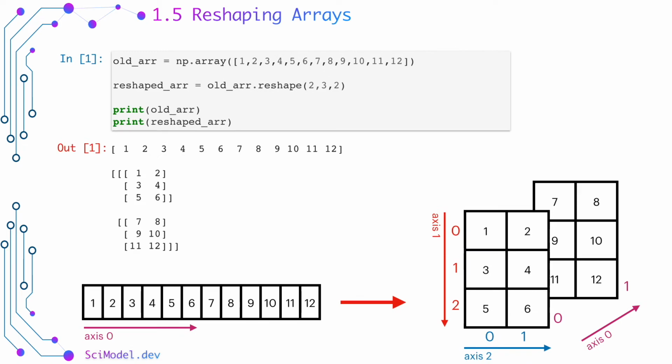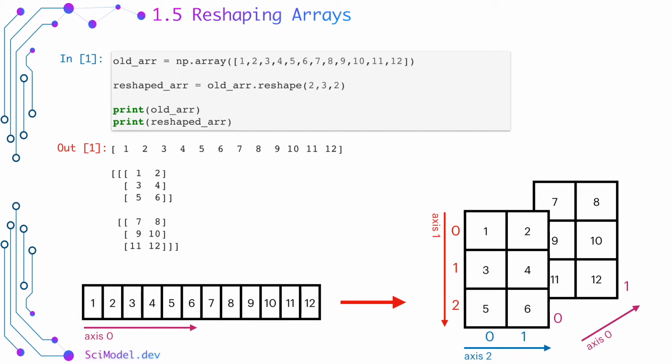Here we are converting a one-dimensional array into a 2 by 3 by 2 array. Therefore, axis 0 has length 2, axis 1 has length 3, and axis 2 has length 2. Notice that the size of the reshaped array is still equal to the original array.